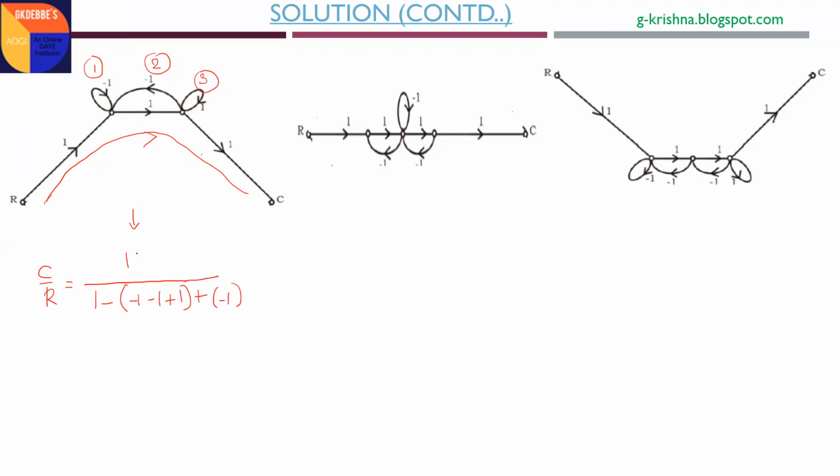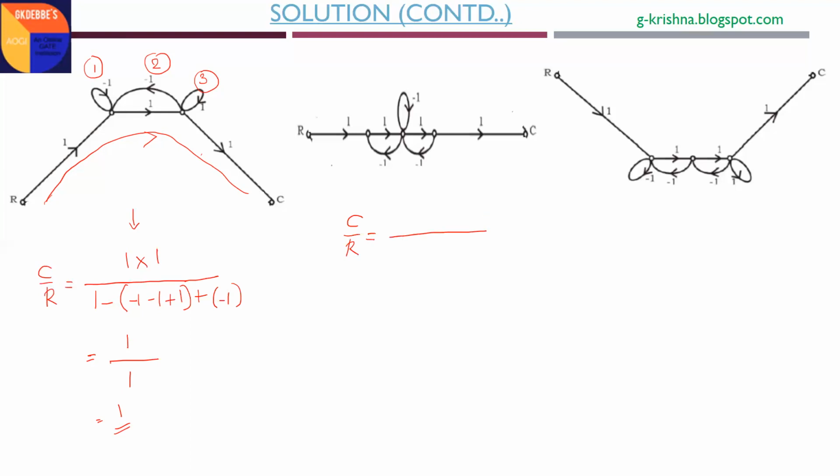What about delta 1? In forming this forward path gain, all the 3 loops are touched, hence delta 1 will be 1. Hence, your answer will be 1 by, 1 plus 1 is 2, minus 1 is 1. That is nothing but 1 itself. Next, come to the second part.